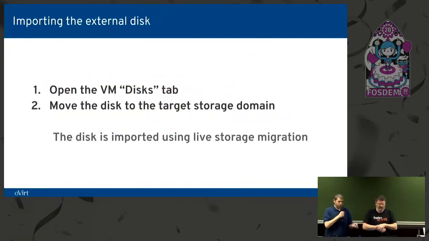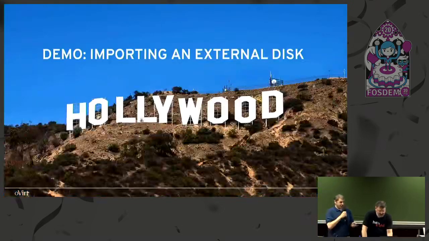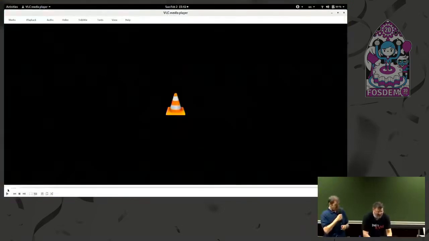Now, how do we import the external disk? Again, we need to open the VM disk tab and push the move button on the disk to move it to the target storage domain, which invokes the live storage migration operation. Just another small demo.